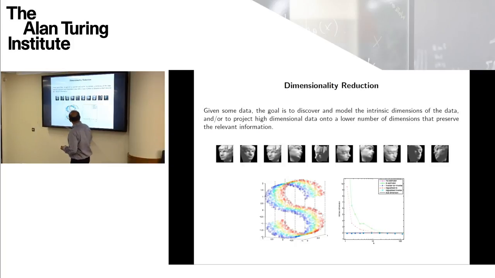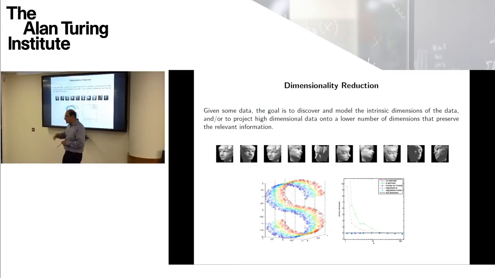So dimensionality reduction, given some data, the goal is to discover and model the intrinsic dimensions of the data, and or to project high dimensional data onto a lower number of dimensions that preserve the relevant information, whatever that is. Okay? And the insight of dimensionality reduction is that our data, when we measure it, might be very high dimensional. For example, if I take a picture with my camera, the dimensionality of the pixel space that we get out is millions, right? Millions of pixels, each of them have a red, green, and blue value, so, multiply that by 3.